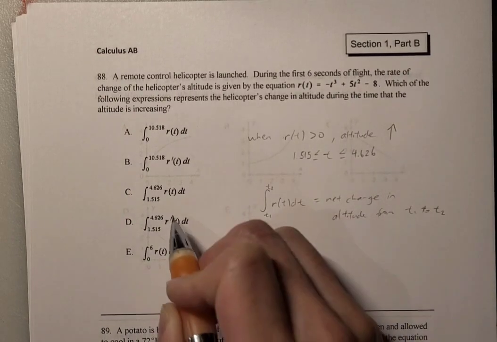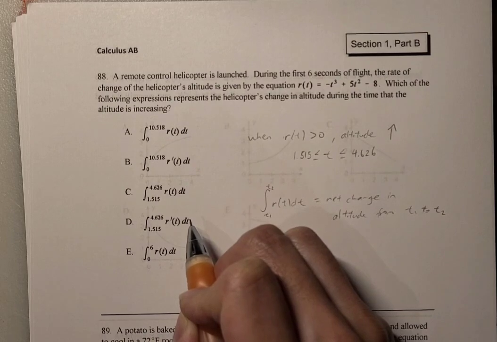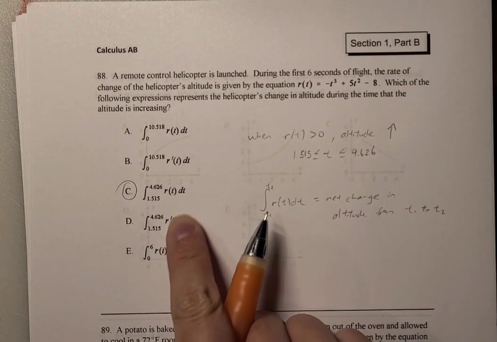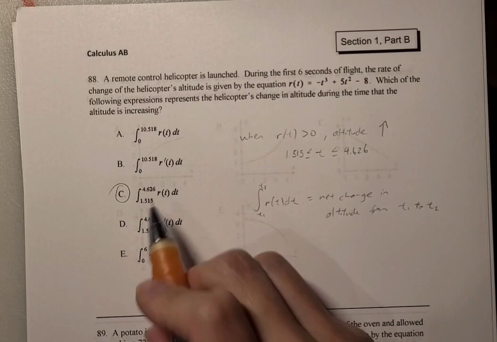So we found when the altitude is increasing, so we just plug in t1 as 1.515, t2 as 4.626. So that is not r prime. It will be this one. This one. Not r prime. This is r. We're going to use r, because r is already the rate of change.